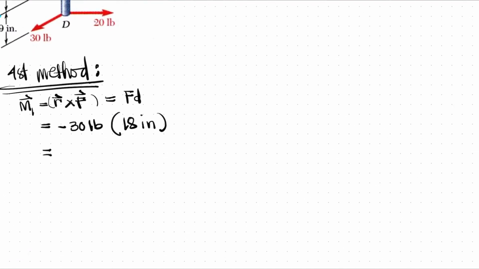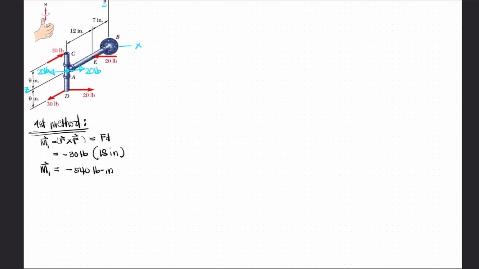Equals, so what is the value? 30 times 18 is negative 540 pound-inch. So that is the first couple.